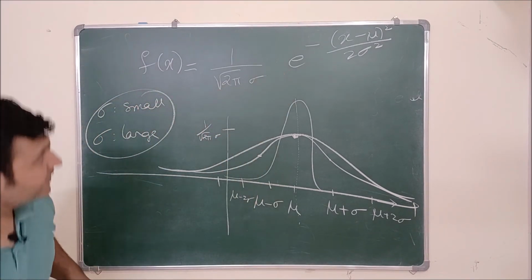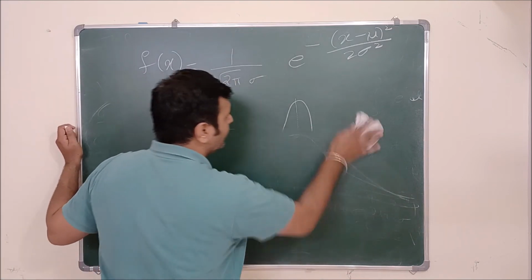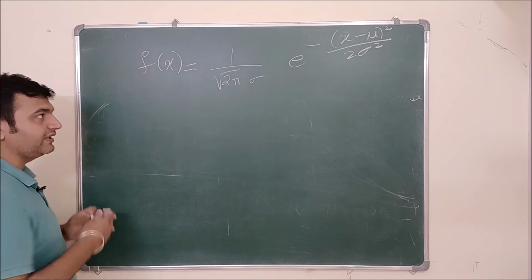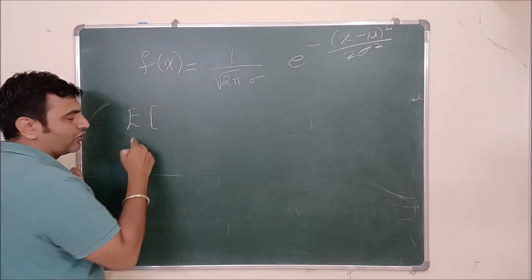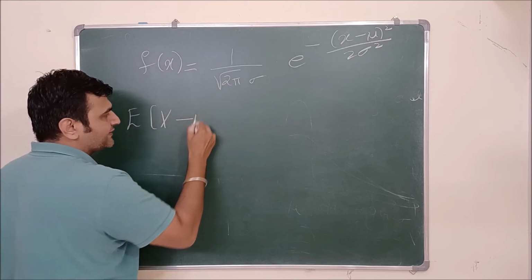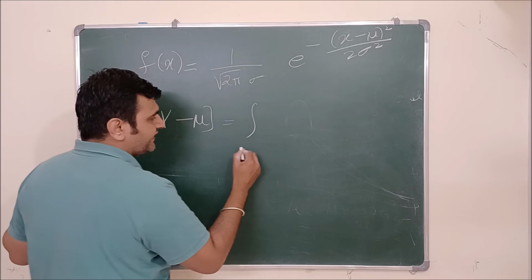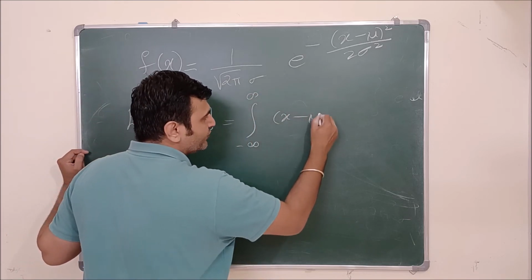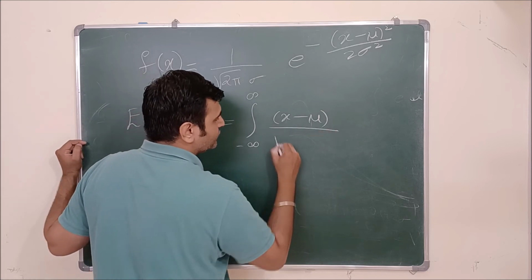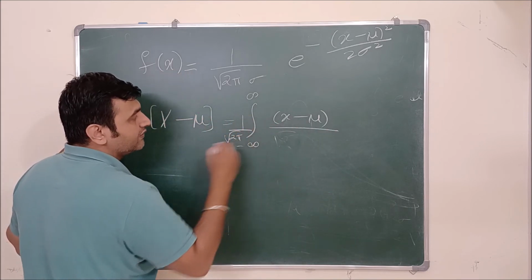Now again, what will be the mean, the variance and the standard deviation? Well, in this case, when you try to find the mean, it comes out to be mu. So instead of finding the expectation of x, let us find the expectation of x minus mu. I will tell you why. What is this? Integration from minus infinity to infinity of x minus mu into f of x. Let me write 1 upon square root of 2 pi outside.